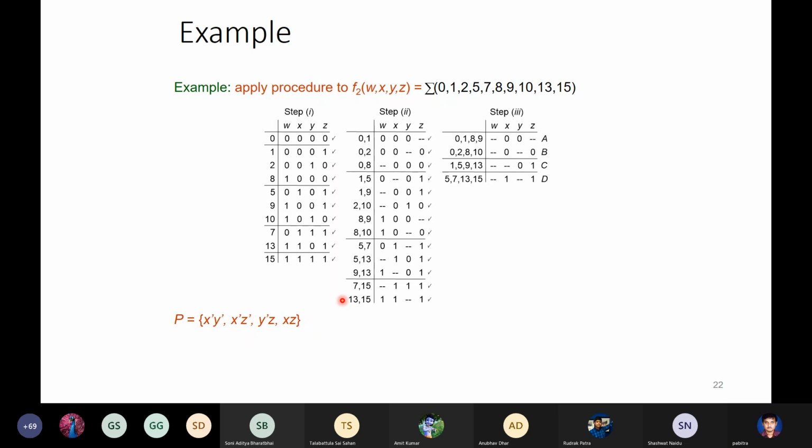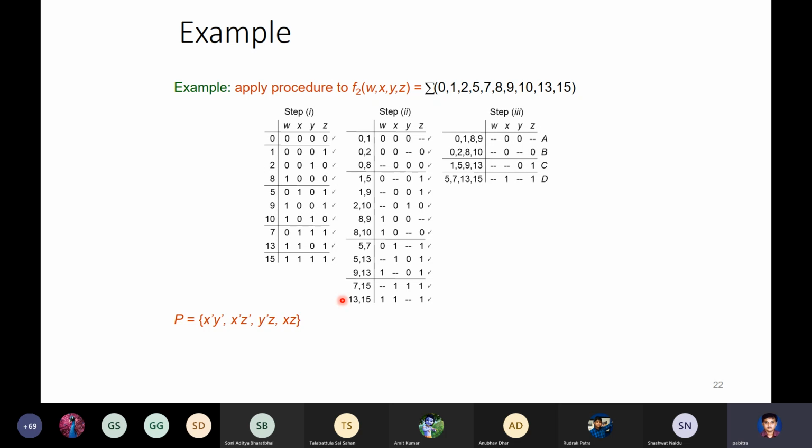Step 2 table. Can anybody tell what each of these matching pairs mean in terms of the Karnaugh map? In terms of the Karnaugh map, what do these matching pairs mean? Anybody? We merge, so those two can form a two-sized cube. They are two-sized cubes. Very good. They are two-sized cubes.